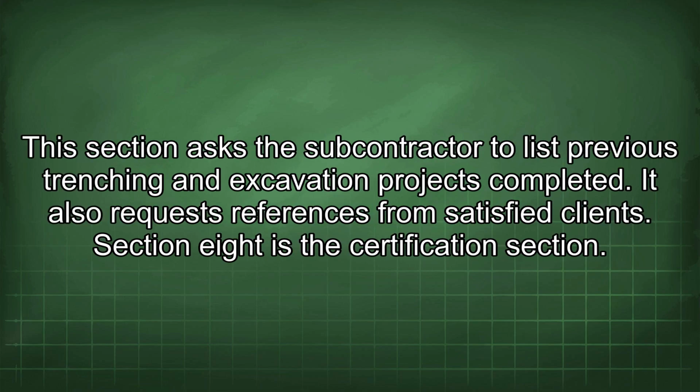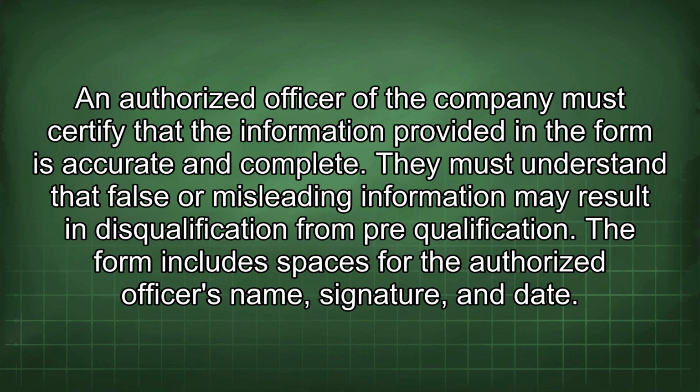This section asks the subcontractor to list previous trenching and excavation projects completed. It also requests references from satisfied clients. Section 8 is the certification section. An authorized officer of the company must certify that the information provided in the form is accurate and complete. They must understand that false or misleading information may result in disqualification from pre-qualification. The form includes spaces for the authorized officer's name, signature, and date.